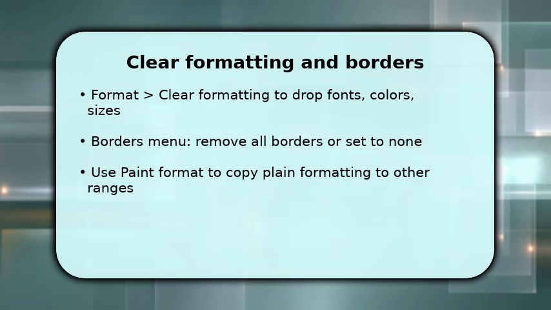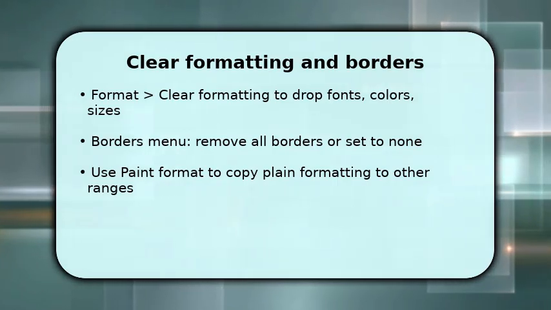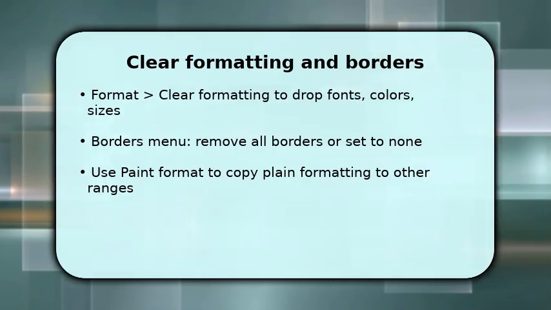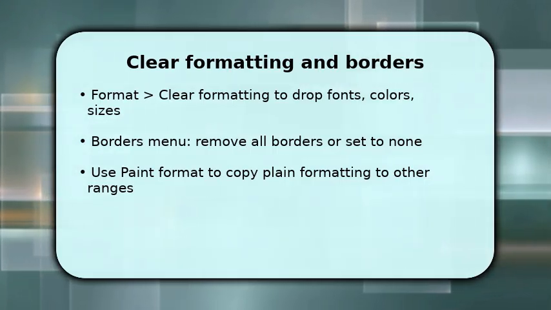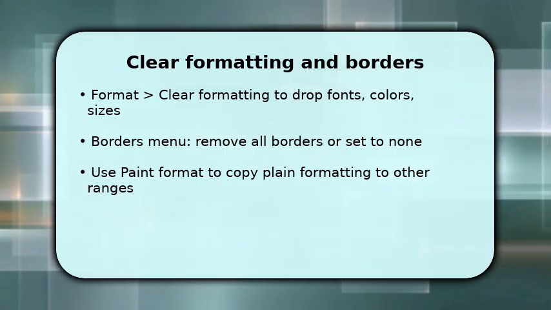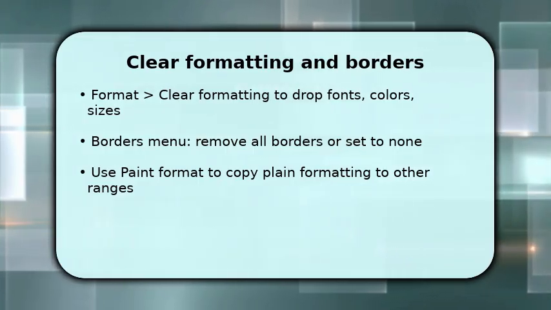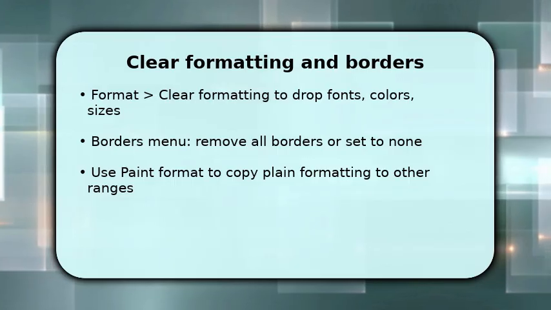Now remove style artifacts. Choose Format, Clear formatting to strip fonts, fills, and text styles, which immediately makes the grid look plain. Next, open the Borders menu and click the No Border option to eliminate visible table lines. If only some cells have borders, select them and remove borders in one step.